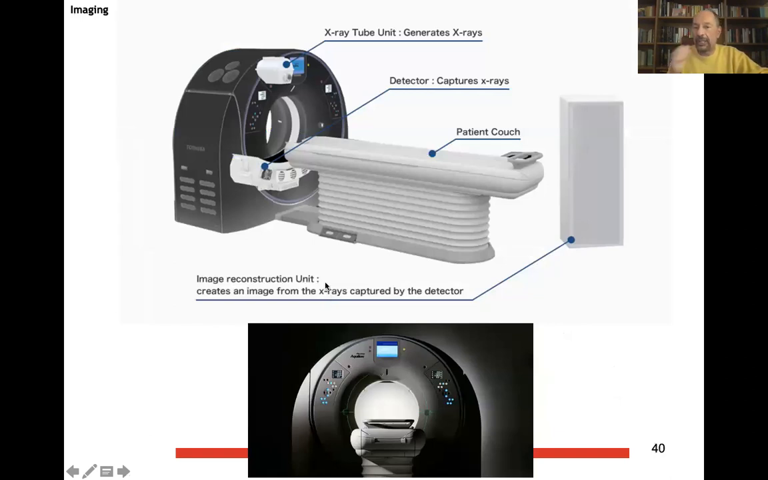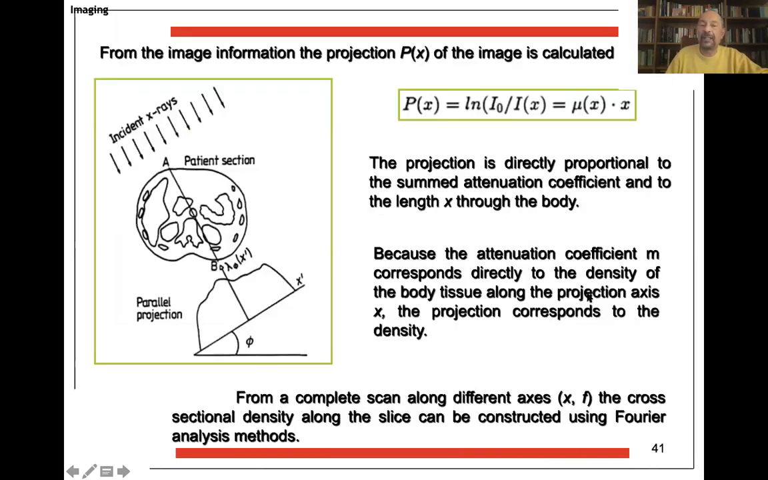This is how a modern CT machine looks. You see the detectors are here, the patient couch is here, the image reconstruction unit is here, and here is how the image looks. You see, this will all rotate. So this is the source, this is the detector, and this is how it looks from the front. Very fancy machine.